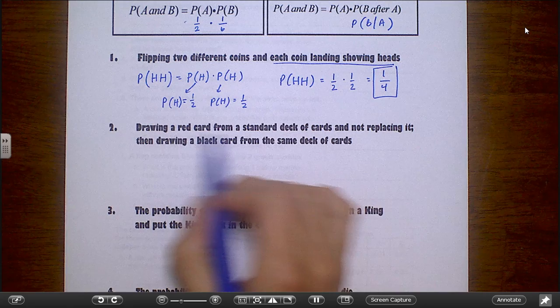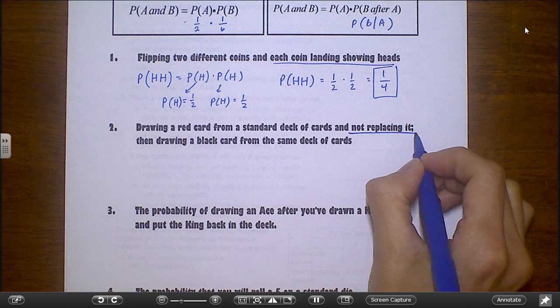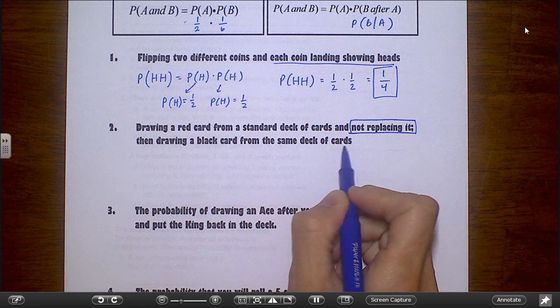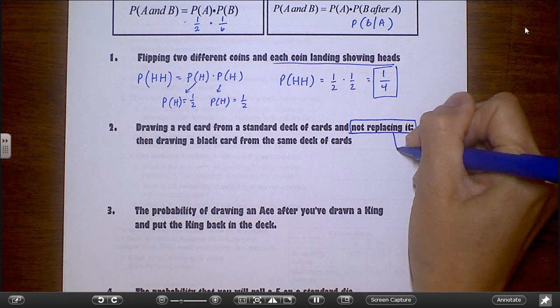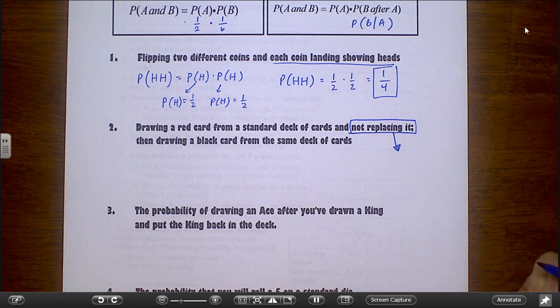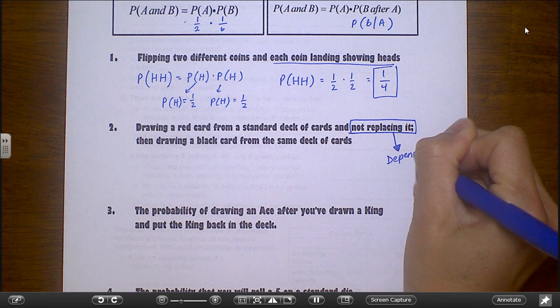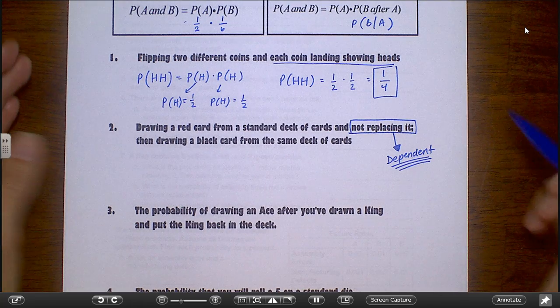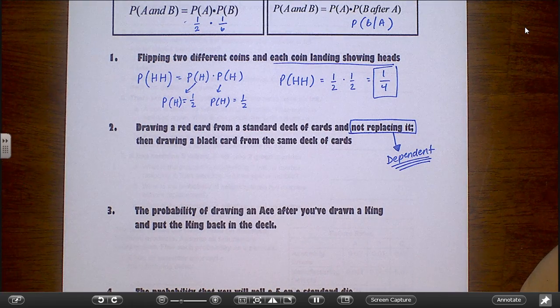All right, number 2, drawing a red card from a standard deck of cards and not replacing it. Then draw a black card from the same deck of cards. Okay, here is your clue, whether it is independent or dependent. If I do not replace something, I don't put a card back in a deck, I don't put a marble back in a bag of marbles, etc., it is a dependent event. Now, there's other times that can be dependent that don't have to do with replacement necessarily, but literally every single time you don't replace something, then it's a dependent event.